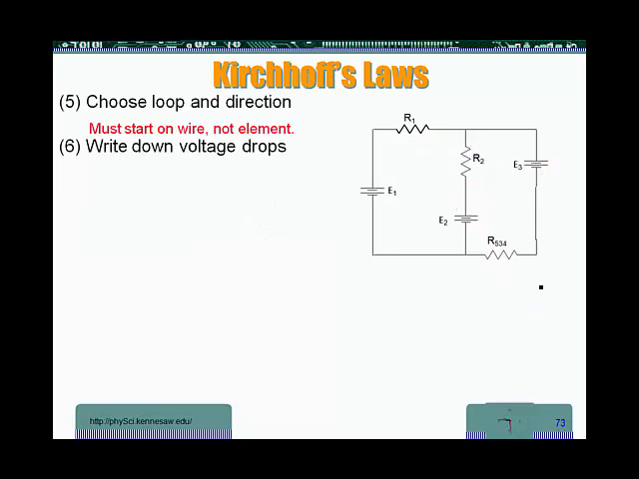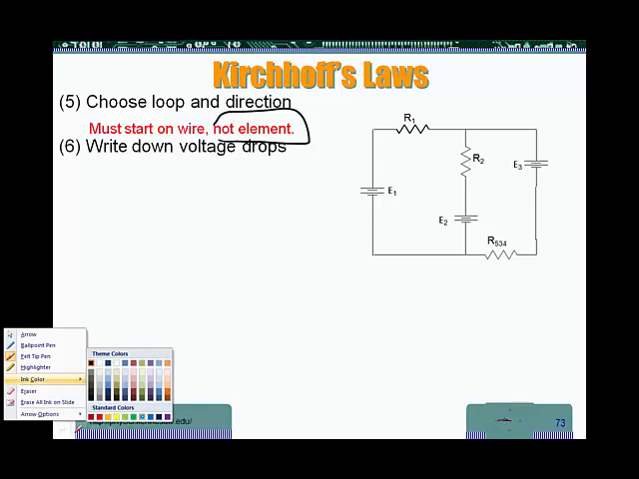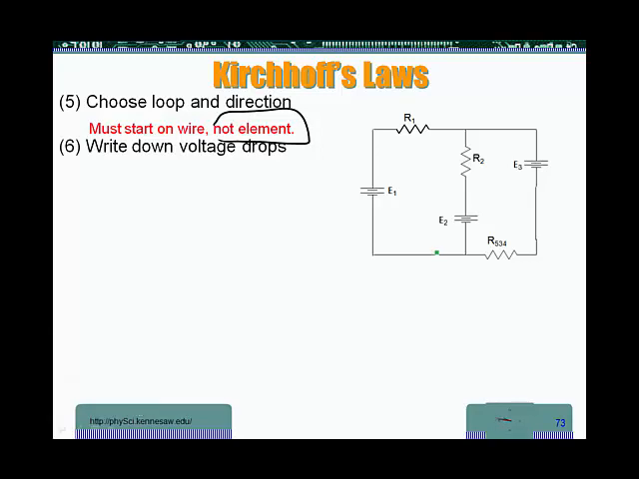Now we need to choose loops. To choose loops, what we do is start on a wire, any wire. We should not start on an element. It's a wire. I'm going to go in color here. Let's go with green. For example, I choose here. I start here and go around the circuit till I get back to that same point. I'm going to show all the possible loops I can have starting from that point.